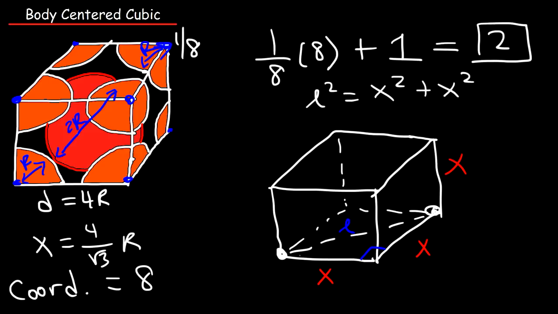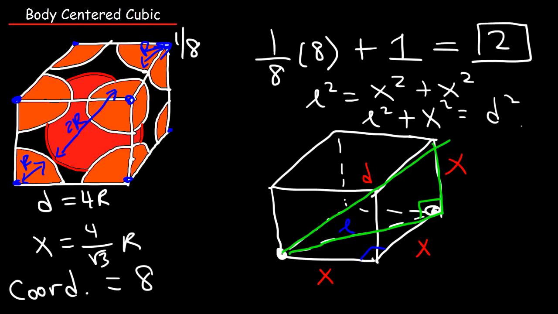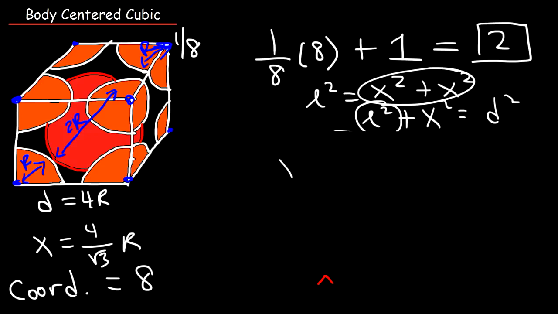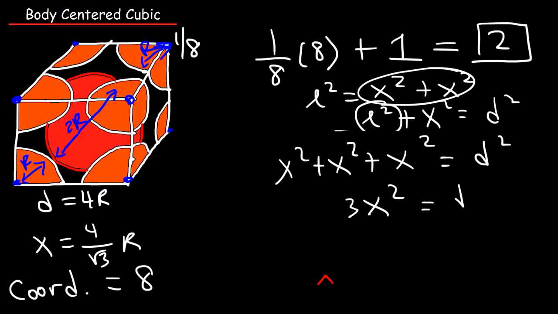Now we need to draw another right triangle, which has L as the base. One of the legs is x, and the hypotenuse of this triangle is the longest diagonal D. So focusing on the triangle in green, we can see that L squared plus x squared is equal to the hypotenuse of the triangle, D squared. In this equation, we need to replace L squared with x squared plus x squared. And so we get L squared, which is x squared plus x squared, plus this other x squared, equal to D squared. So 3x squared is equal to D squared.